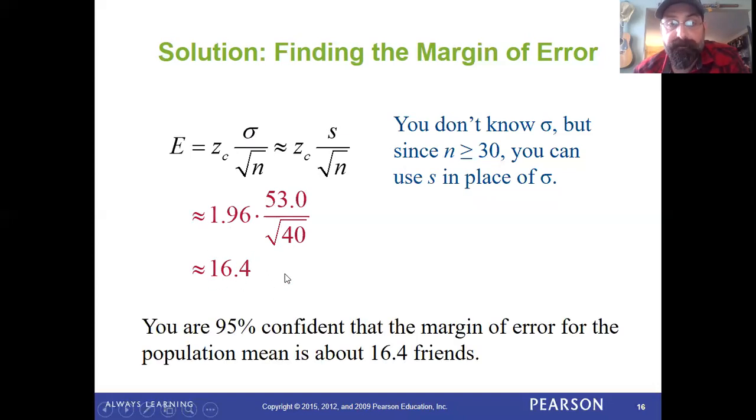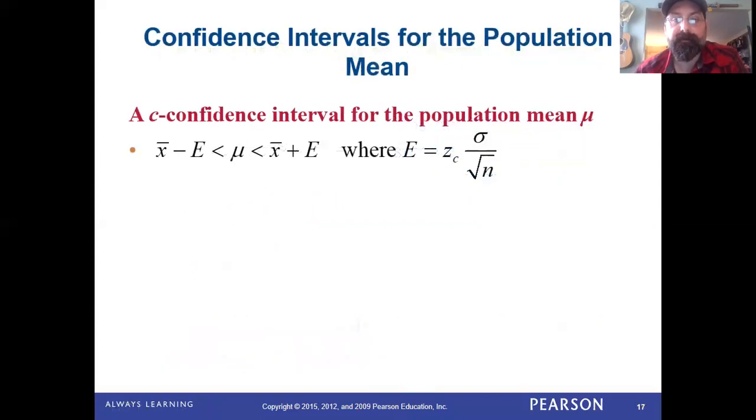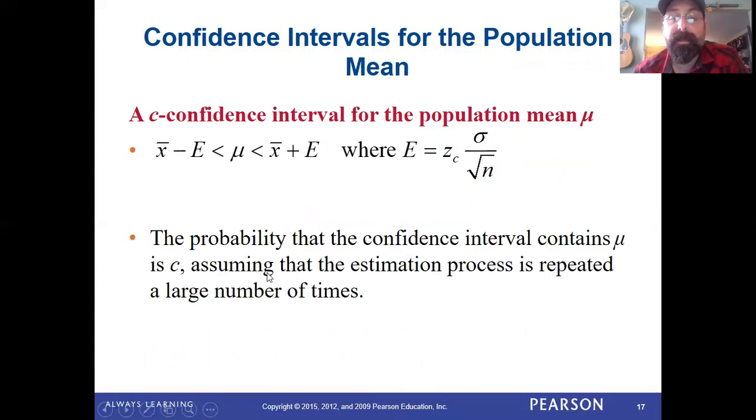Well, what does that mean? It means we're 95% confident that the margin of error for the population mean is 16.4. We'll make this make more sense in the next slide. A confidence interval itself is simply: take your point estimate X-bar and add and subtract the margin of error. And then the probability that the confidence interval actually contains mu, this unknown population mean, is going to be C, whatever confidence we use to construct the margin of error.